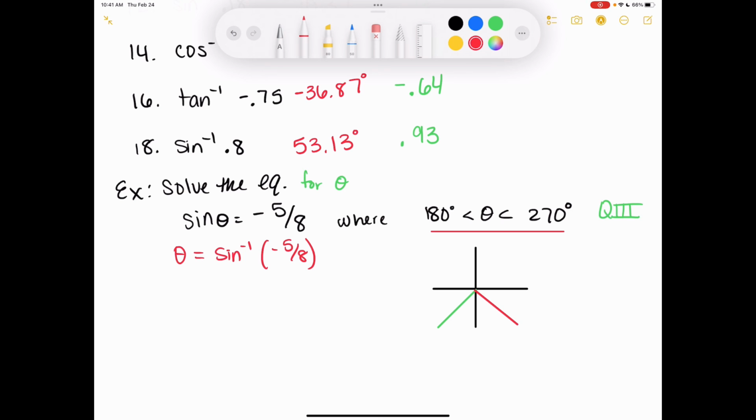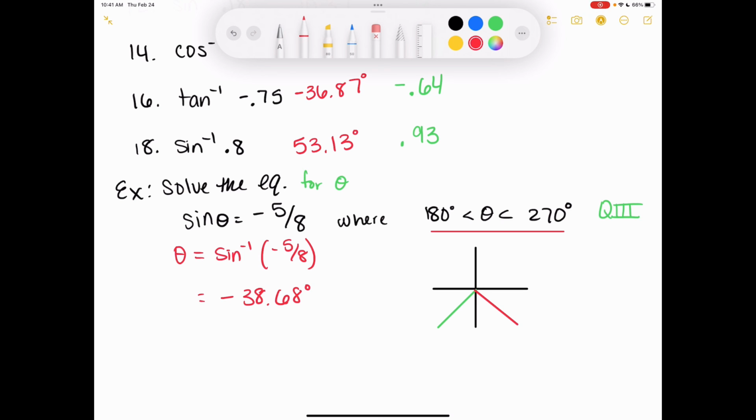Write it as negative 5 divided by 8, in degree mode. That gives negative 38.68. Okay.